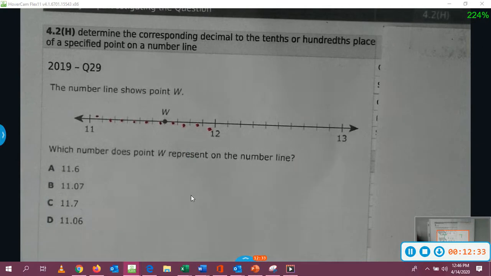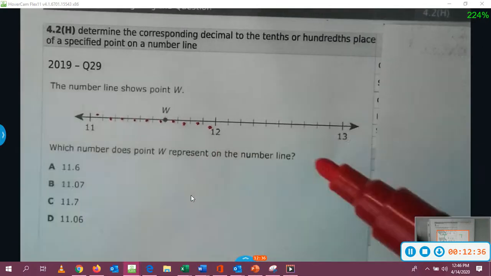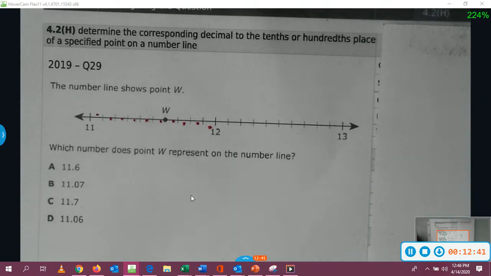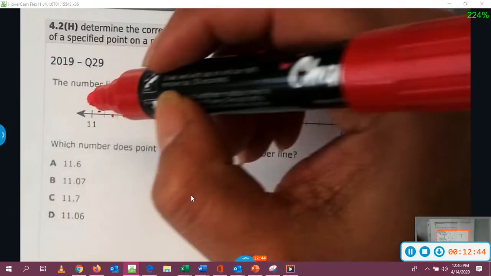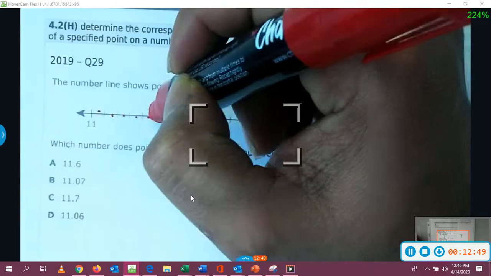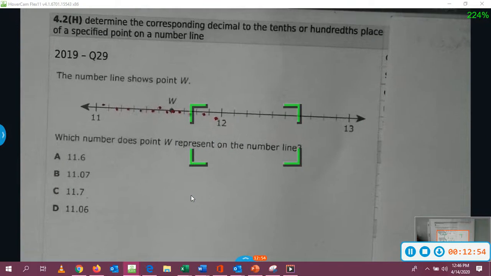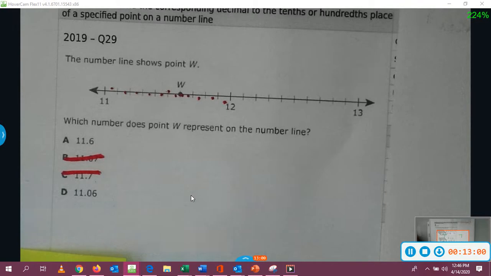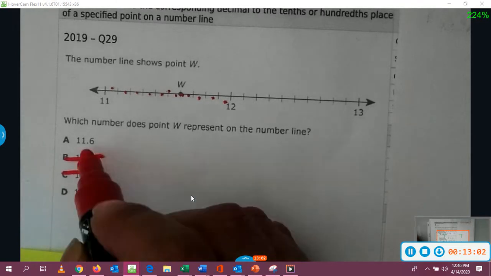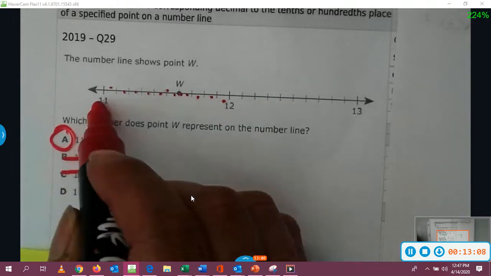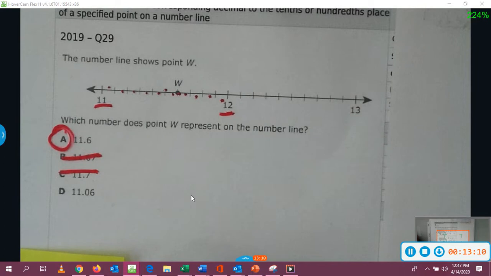the two main numbers. So what does the W represent? So let's go back and count the line. 1 tenth, 2 tenths, 3 tenths, 4 tenths, 5 tenths, 6 tenths. So now we need to find the answer choice that represents 6 tenths. And we know that these two are automatically out because those are not 6. This 6 is in the hundreds place, and this 6 is in the tens place. So since we only have 10 spaces in between each number, we're going to go with the tenths place. So the answer is A.